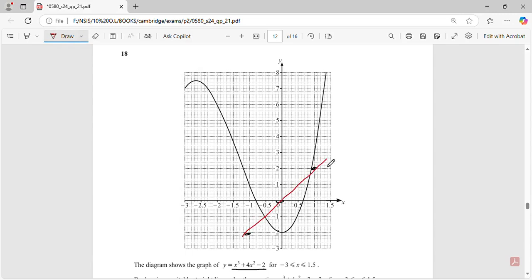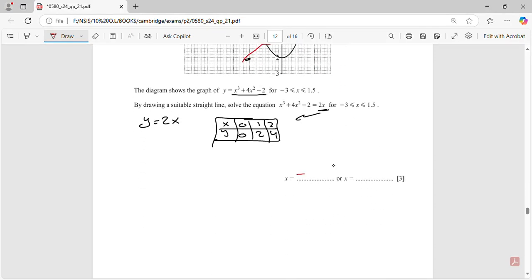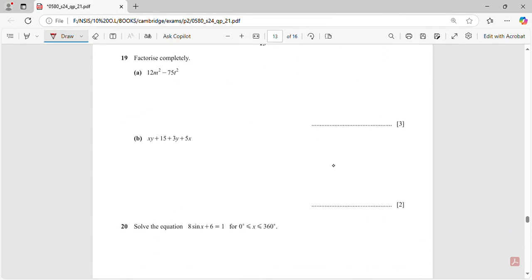Okay. So as we can notice, for number 18 he asked me for all the values where the graphs intersect together. So I need this and this. What is this value in x? As you can notice, it equals negative 0.5. What is this value in x? It is smaller, like 0.9. So negative 0.5, 0.9. That's all.